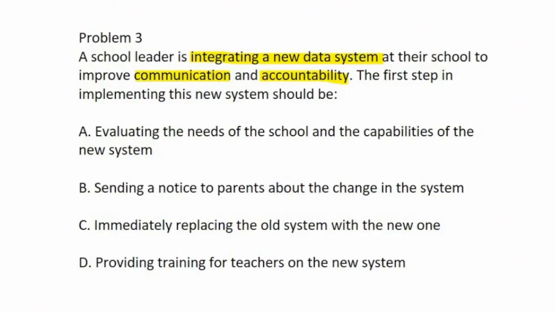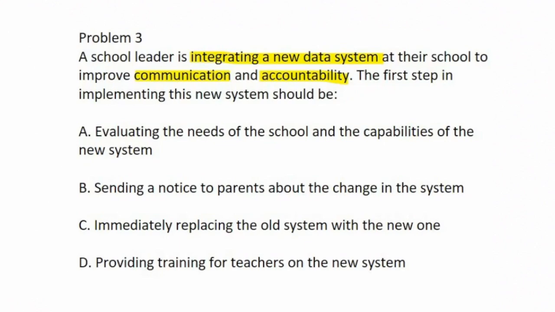Problem number 3 reads, a school leader is integrating a new data system at their school to improve communication and accountability. The first step in implementing this new system should be A, evaluating the needs of the school and the capabilities of the new system, B, sending a notice to parents about the change in the system, C, immediately replacing the old system with the new one, D, providing training for teachers on the new system.